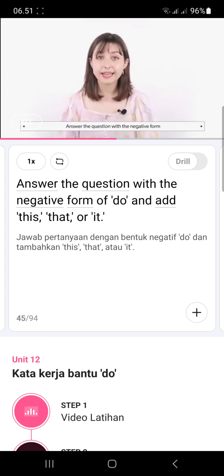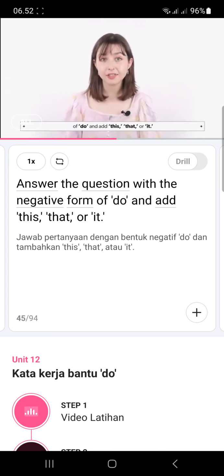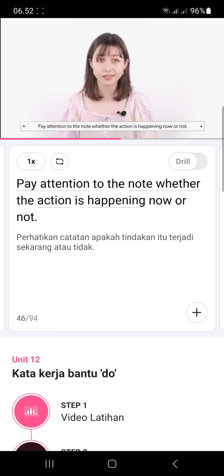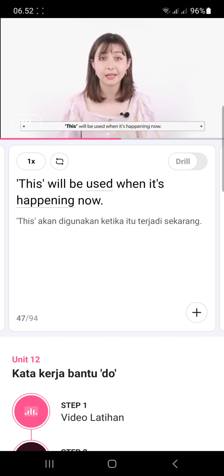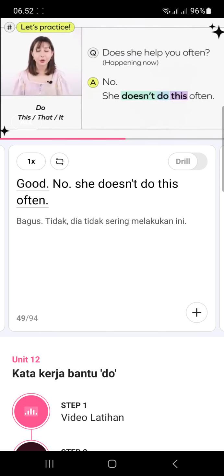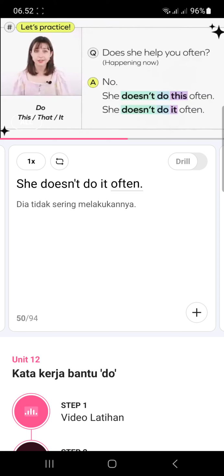Answer the question with the negative form of do and add this, that, or it. Pay attention to the note whether the action is happening now or not. This will be used when it's happening now. Does she help you often? Good. No, she doesn't do this often. She doesn't do it often.